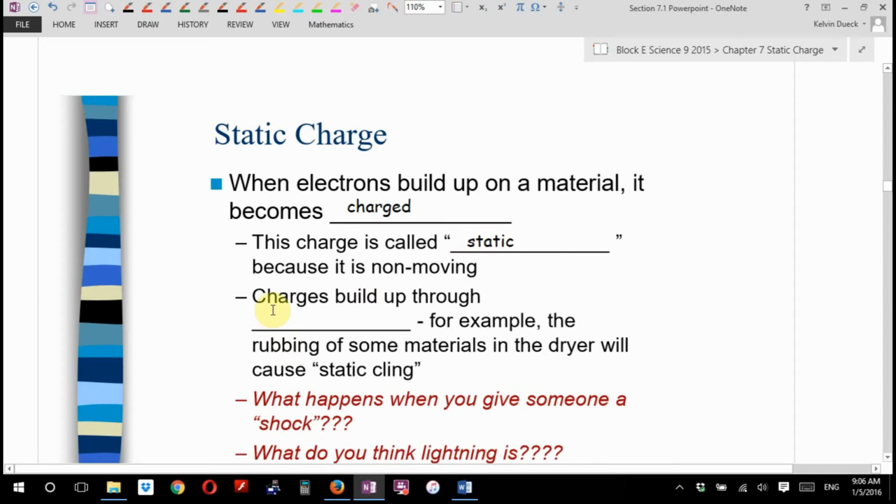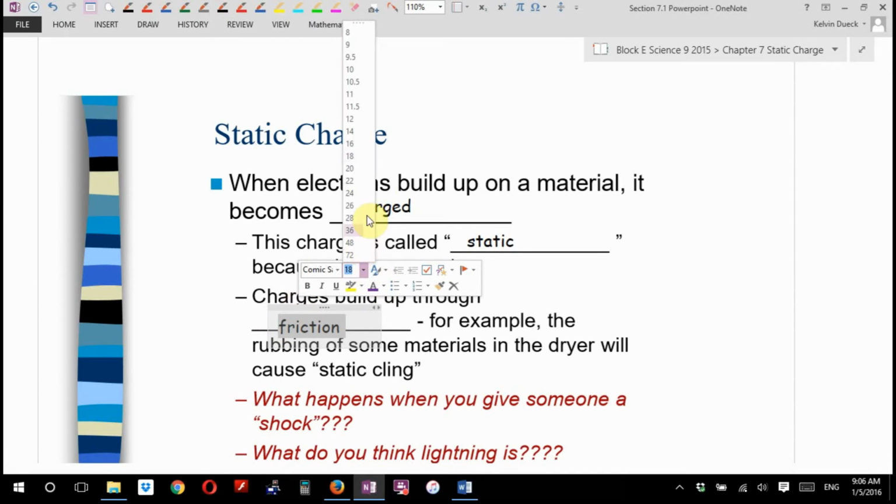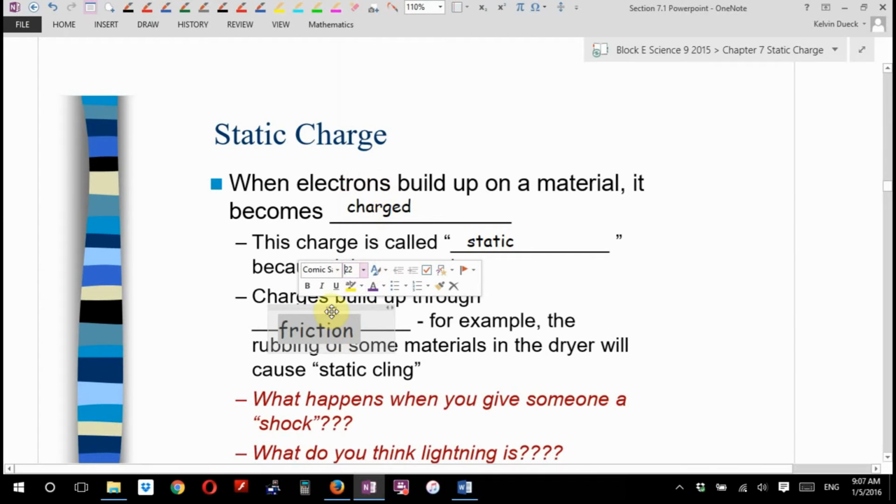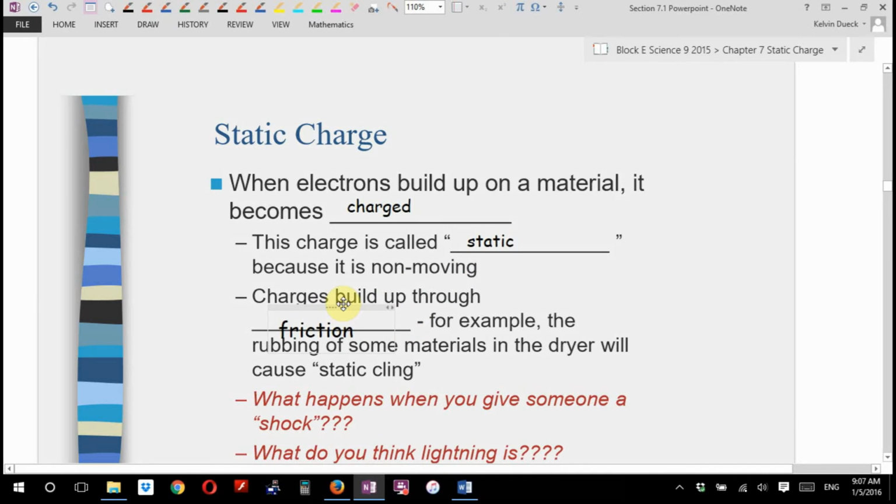Charges build up through, magic word of the day, friction. Need to make this a little larger, don't I? Charges build up through friction. And one easy way to generate friction is to rub materials together. This is why often when you have stuff coming out of the dryer, because as the dryer has been tumbling, the clothes have been rubbing together, you'll have static cling with clothing coming out of the dryer.